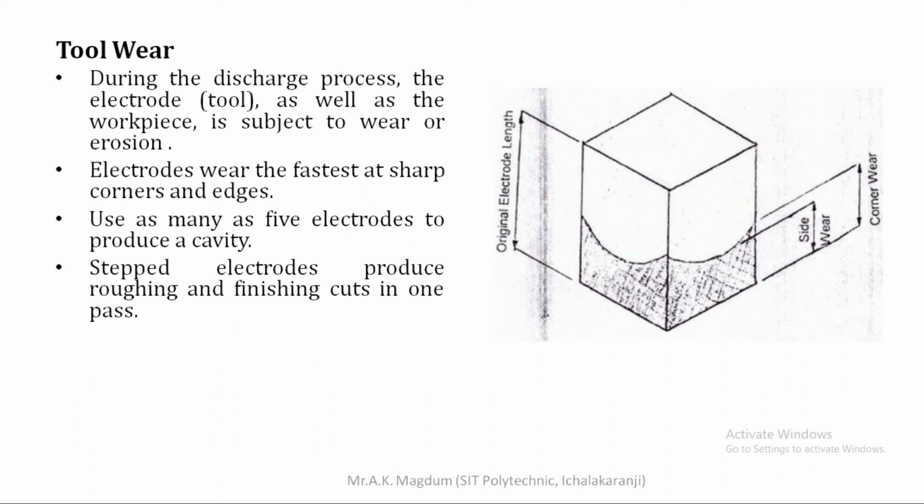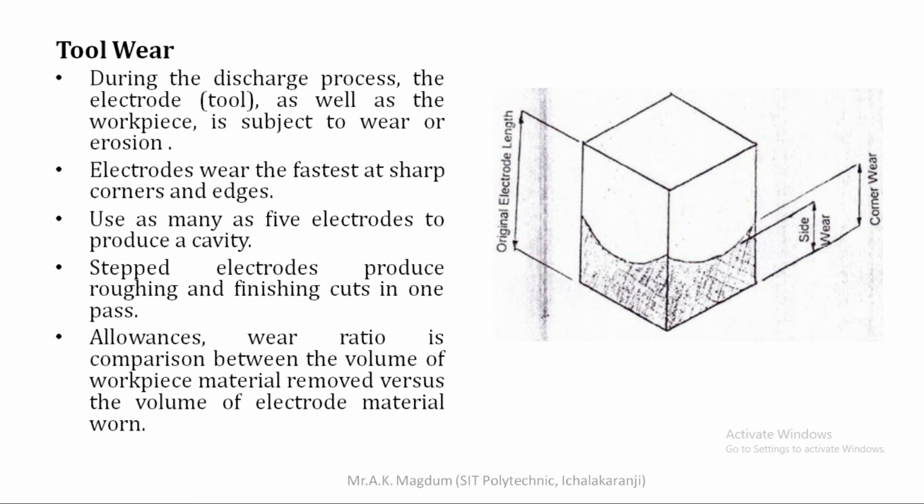That is another method of machining in the EDM process. Stepped type electrodes are generally used for the machining process. Next, the wear ratio is the comparison between the volume of workpiece material removed versus the volume of electrode material worn. So that is called the wear ratio of tool and the workpiece.